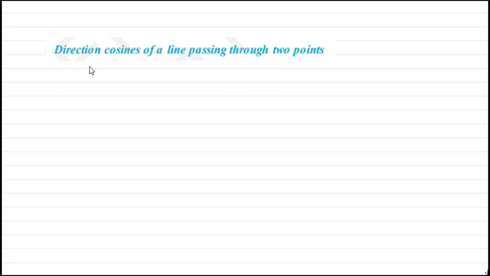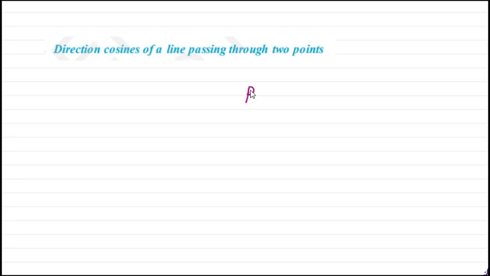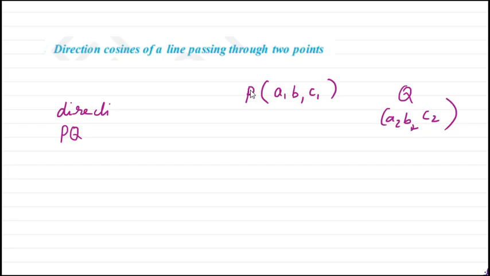Now in this you will also get questions where 2 points will be given and you have to find the direction cosines or direction ratios of the line passing through 2 points. So let's say we have a point P having the coordinates A1, B1, C1, and the coordinates of Q are A2, B2, C2. Now you have to find out the direction ratios of PQ.